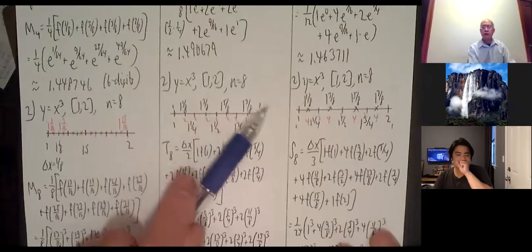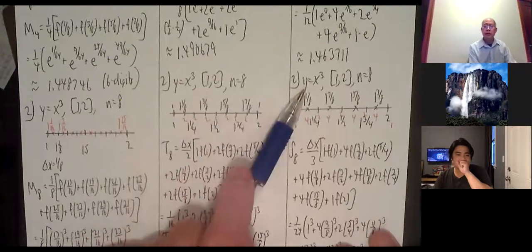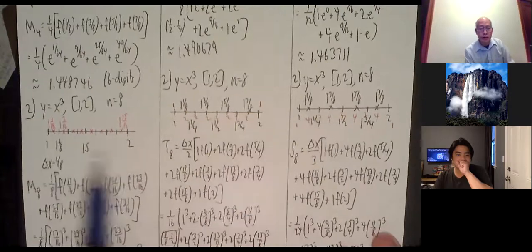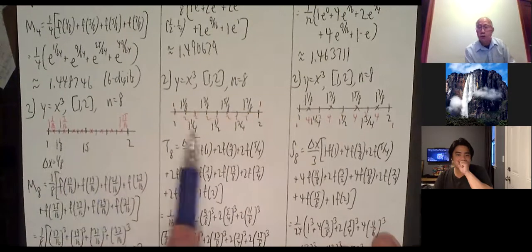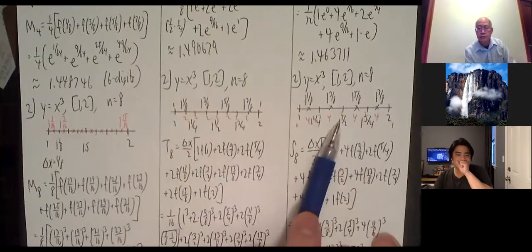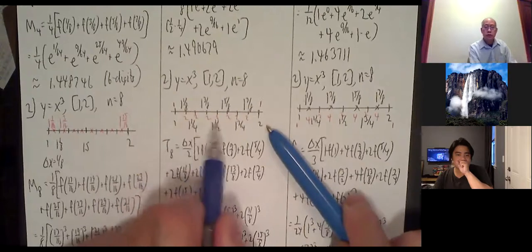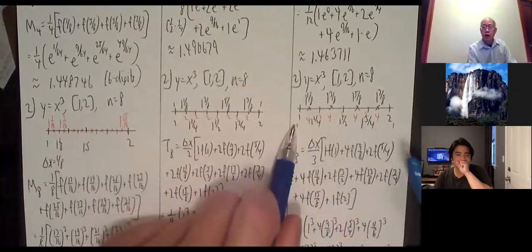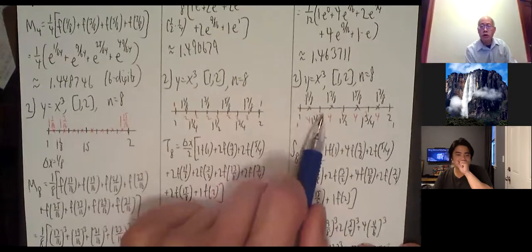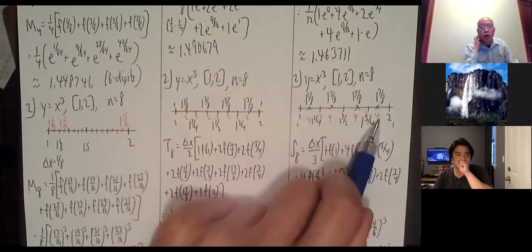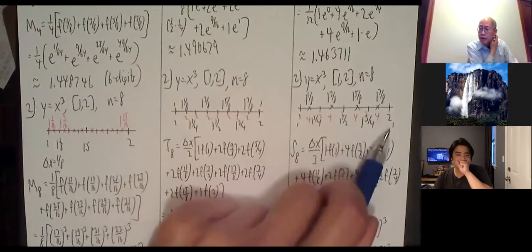Okay, same thing here. So number 2, y equals x cubed, from 1 to 2, n equals 8. So we don't need the midpoints. Notice I have the midpoints here, but we don't need them here. Here you go, 1, 1, and now follow this: 4, 2, 4, 2, 4, 2, 4, the second to the last one, perfect, and it's a 1.